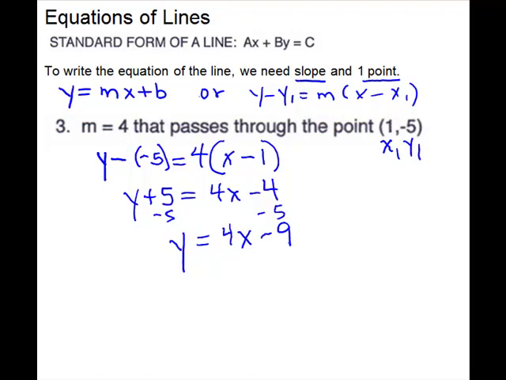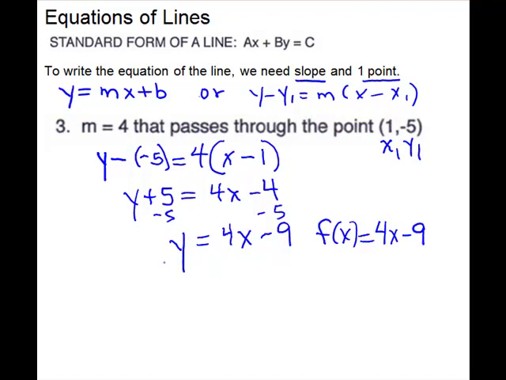That is slope-intercept form. They also ask for function notation. Remember, f of x is equal to y. So function notation would just be f of x equals 4x minus 9.